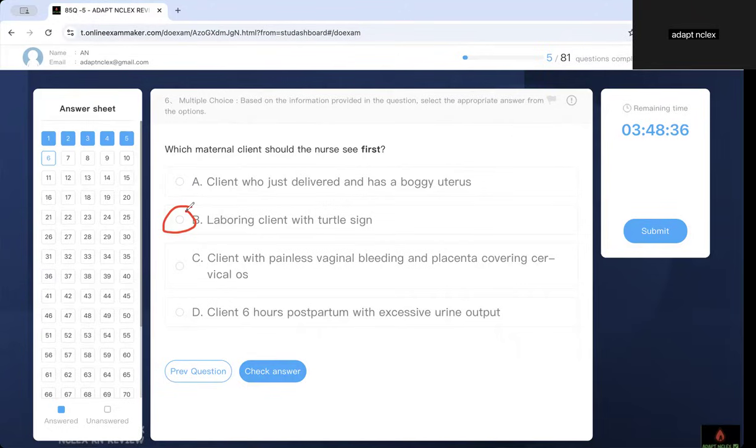Why? Number 1, a client who just delivered and has a boggy uterus may bleed. A laboring client with the turtle sign. That means the baby is not coming out. The baby's head goes in and out. This is shoulder dystocia. Bad problem, bad problem, bad problem. That's an airway issue. If you don't deliver the baby within a few seconds or a few minutes, the baby is in trouble.